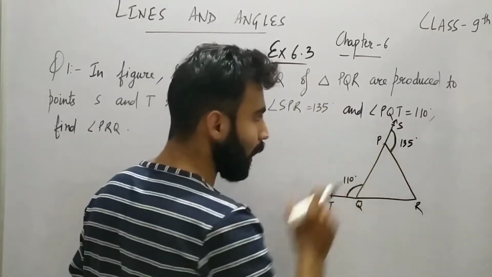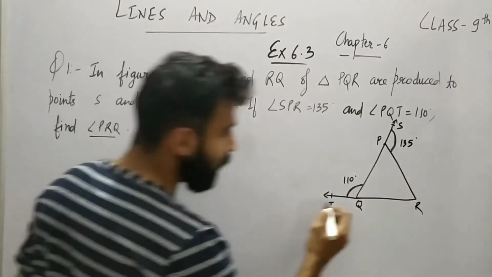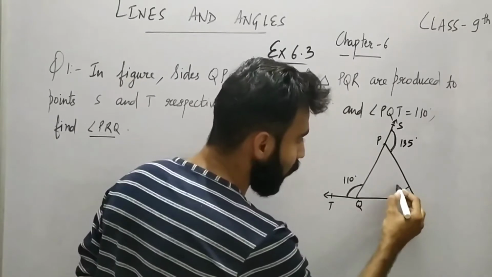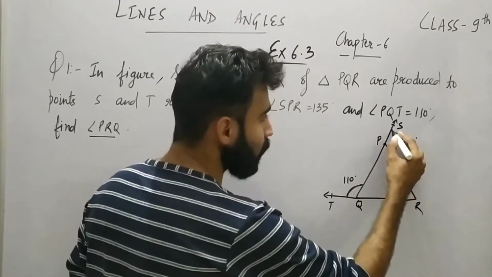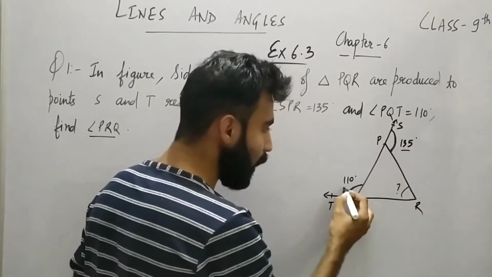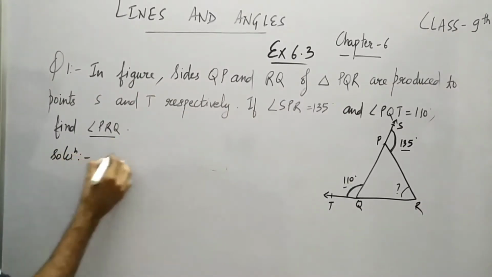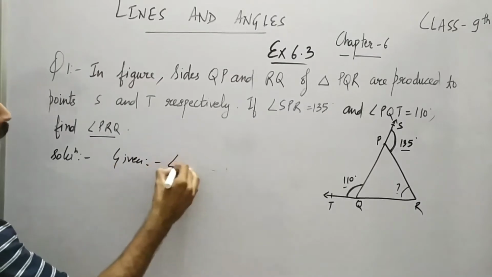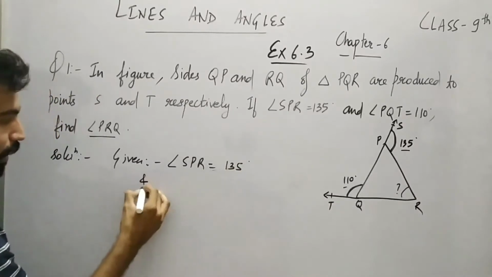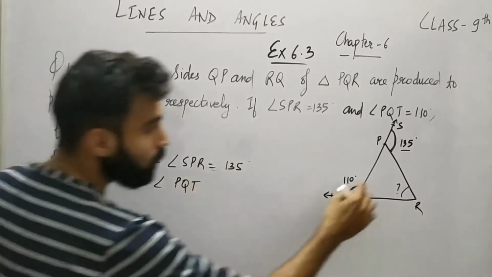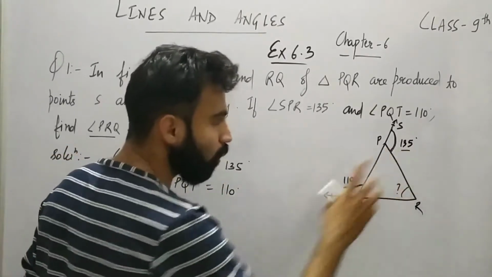Now there are two external angles, and further what we have to do is find out angle PRQ. So PRQ is the angle that we have to find out. One thing you will notice here is that both the external angles are given to us as 135 degrees and 110 degrees. So let me first write the given thing here. What is given to us? You can see angle SPR is 135 degrees, and angle PQT is given to us as 110 degrees. So we have got both the angles.